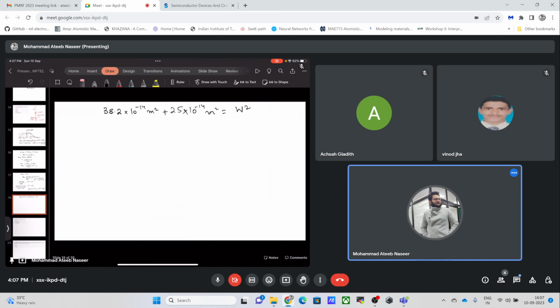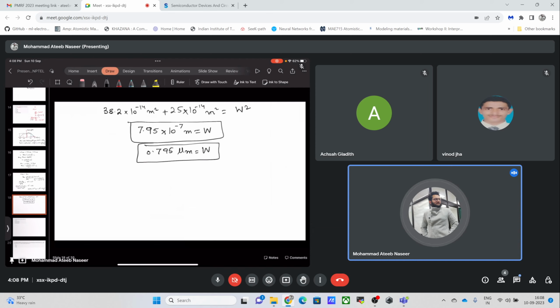Okay, so if we add these two, it is simply 38.2 plus 25, which is root of 63.2, it is 7.95 into 10 to the power of minus 7 meter. This is the value of W, or simply it is equal to 0.795 micrometer. This is the width of this depletion. This is the depletion width.